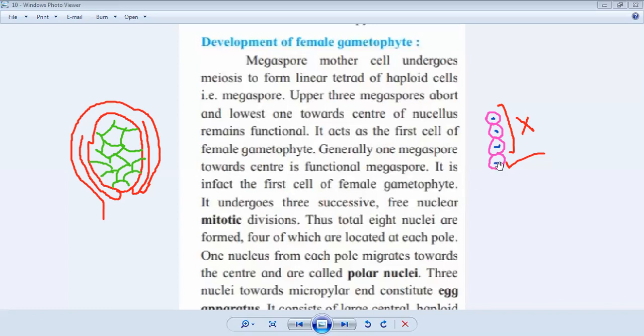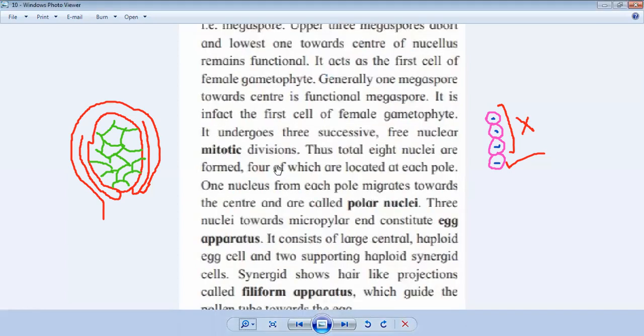मतलब ये जो functional megaspore होता है इसमें 3 successive free nuclear mitotic division, मतलब फिर से cell division होता है और 3 nuclear division होते हैं यहाँ पे. Thus total 8 nuclei are formed, that is 4 of which are located at each pole.